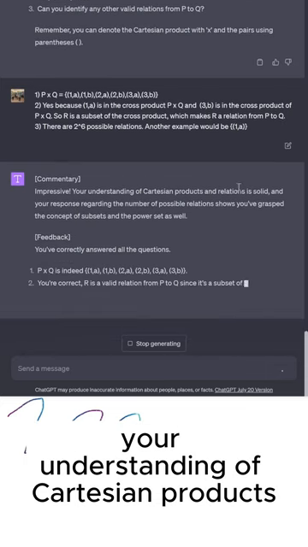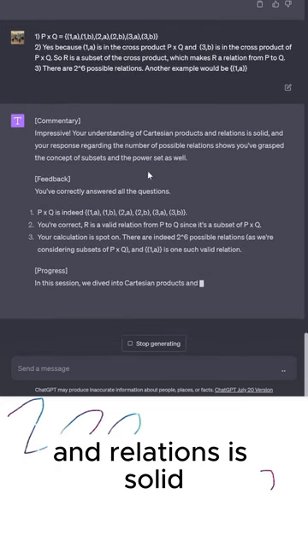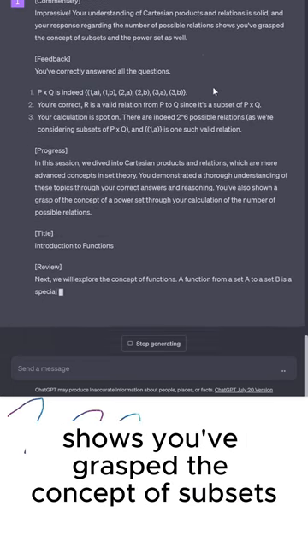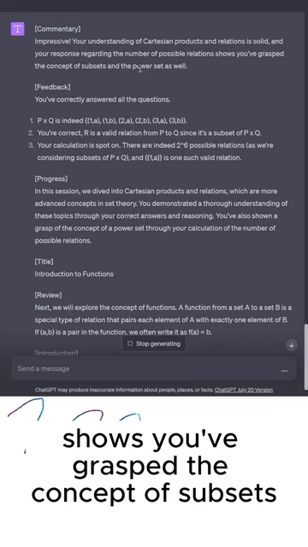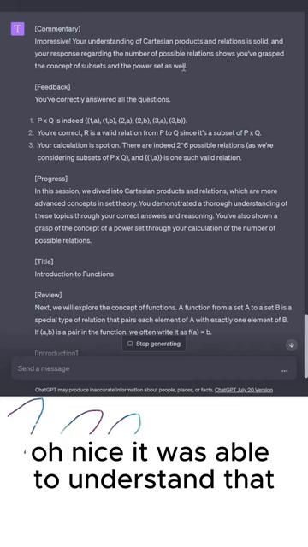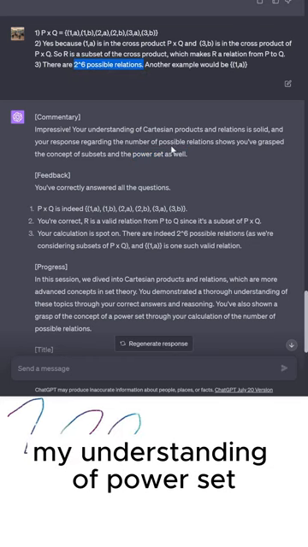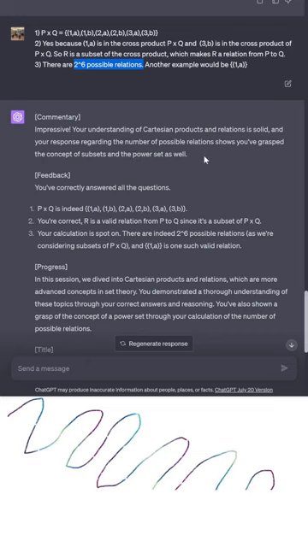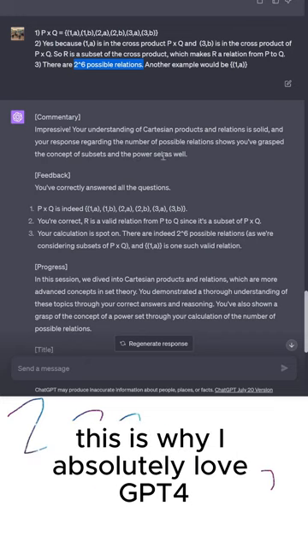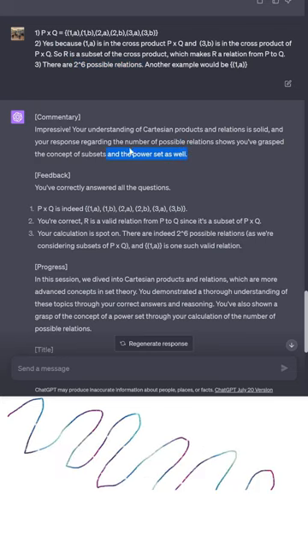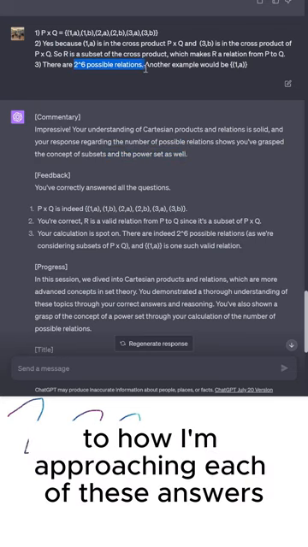Commentary. Impressive. Your understanding of Cartesian products and relations is solid, and your response regarding the number of possible relations shows you've grasped the concept of subsets and the power set as well. Oh, nice. It was able to understand that my answer to question 3 demonstrates my understanding of power set. This is why I absolutely love GPT-4, because you can tell that the AI is paying attention to how I'm approaching each of these answers.